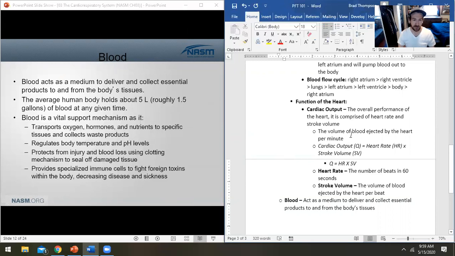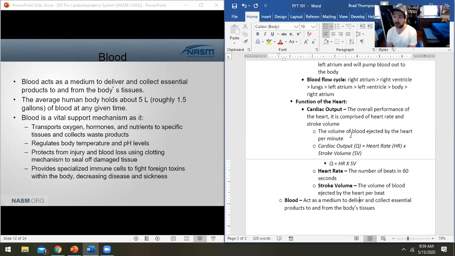But obviously, what happens if you lose a lot of blood, your body is going to have to take time to produce more, which is why if you ever donate blood, you don't want to exercise later that day, because you're not going to have very much blood to deliver very much oxygen, which means you're probably going to pass out. So it's really good at transporting oxygen, hormones, glucose, all kinds of nutrients throughout the body.